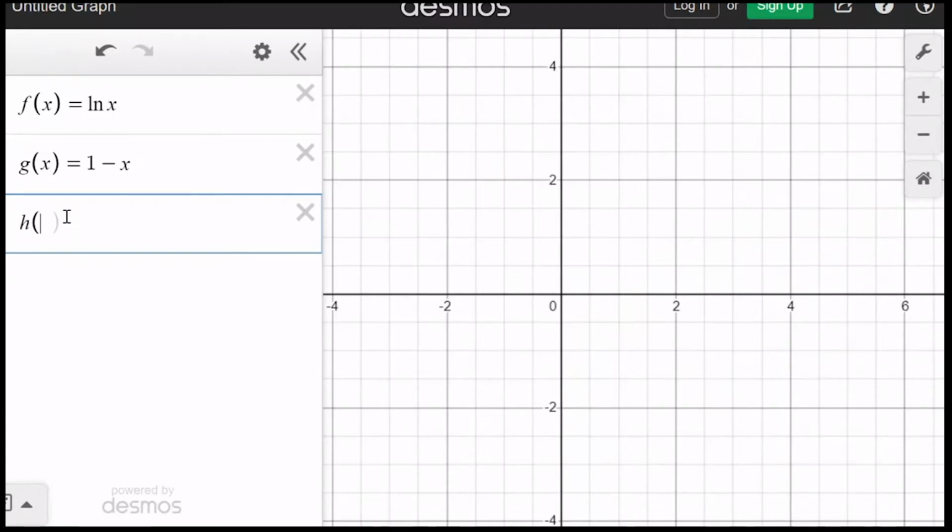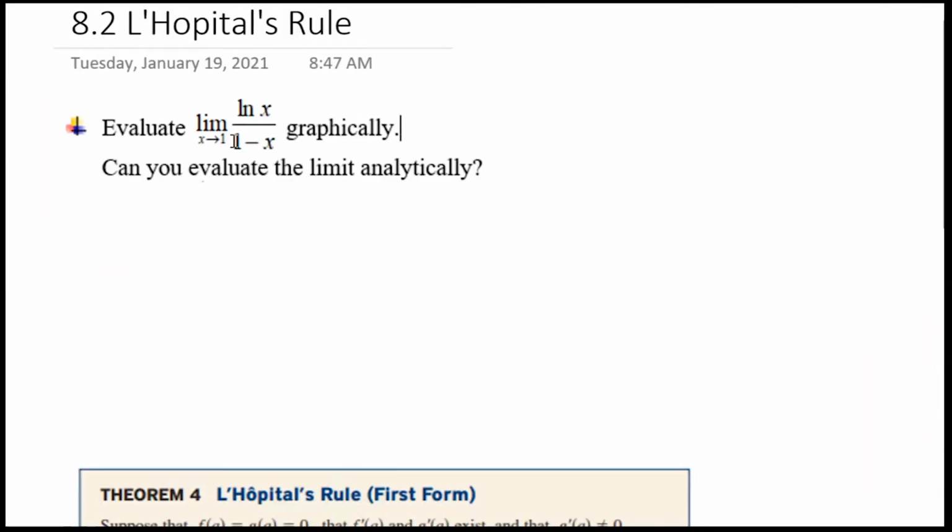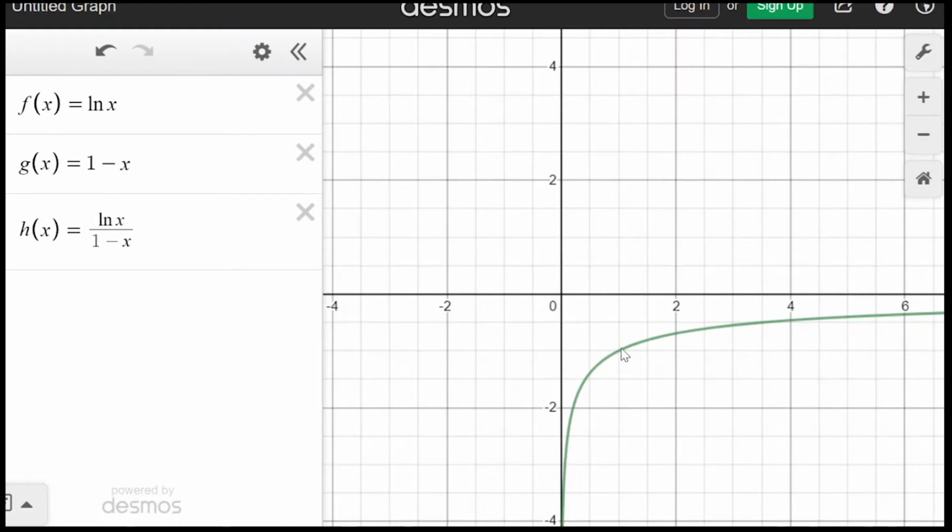I'm going to call it h. H of x is equal to ln x over... right, instead of hitting the equal sign, I hit the minus sign. So it looks like this, right? And then I want to take a limit as x approaching 1. Okay, x approaching 1 is right here.